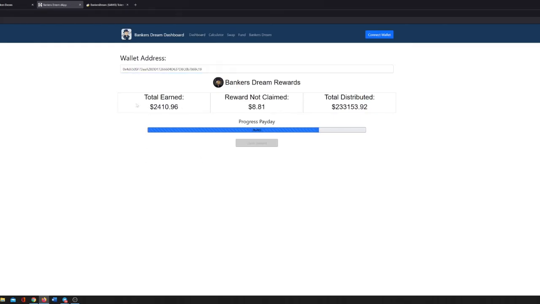So the fund received a total amount of $2,410 since we put the team vesting in there. So this was the idea. We used this $2,410 for the fund just to help it grow.